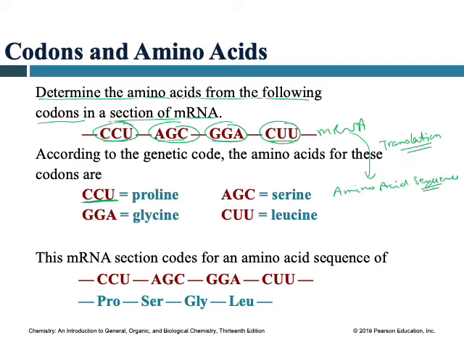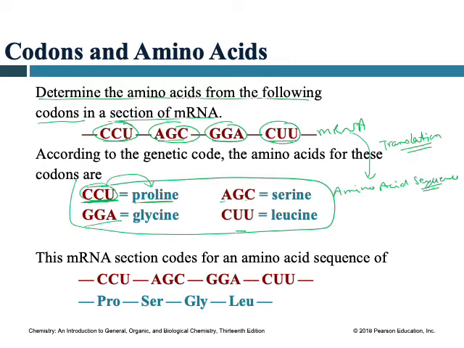If you have CCU, that means that particular base sequence codes for proline, right? And similarly you have all the other different base triplets. So let's use this information with your mRNA information. First you have CCU, that means the first amino acid is going to be proline. Then you have AGC, then serine, GGA is glycine, and CUU is leucine.